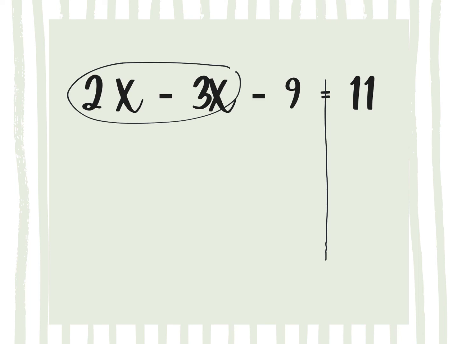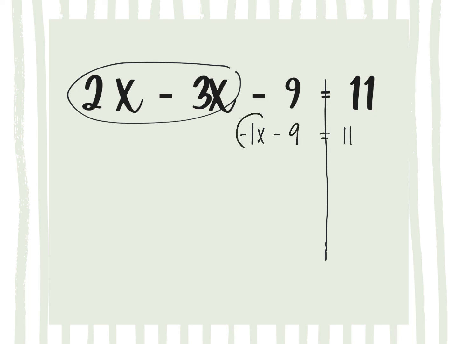I can only do that as long as they're on the same side of the equal sign, so that's important to identify. These are both on the left side, which means I can combine like terms and simplify the left side before I solve. In this case, 2x minus 3x is -1x. I'll bring down my -9, and I'll bring down my 11.